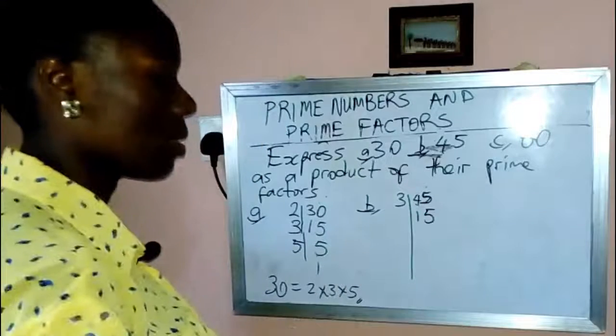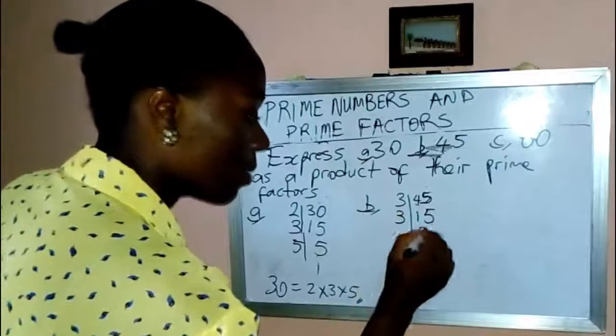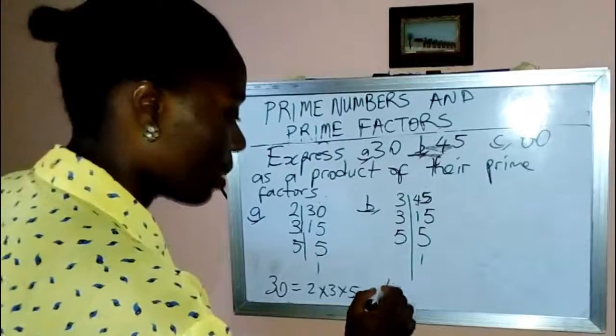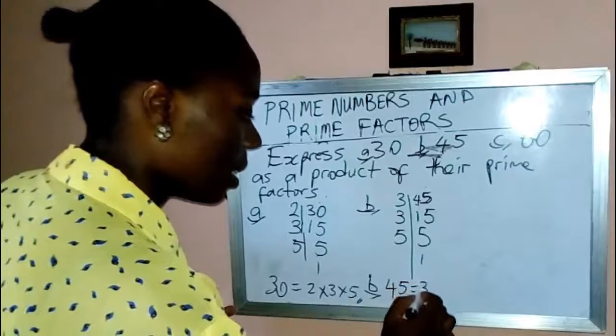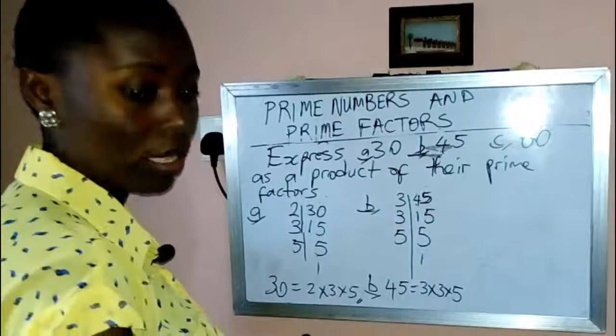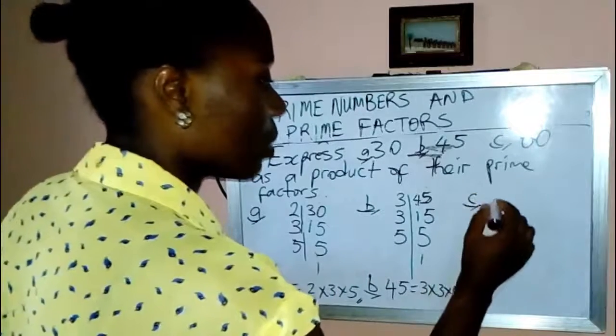3 into 15, I have 5. What else can go into this? 3 can still go into 15. 3 into 15, I have 5. 5 into 5, I have 1. So my 45 will give me 3 times 3 times 5. Remember, we're calling out the numbers in front. Let's see the next one, which is 60.